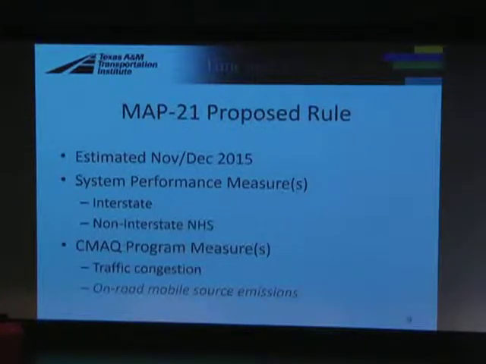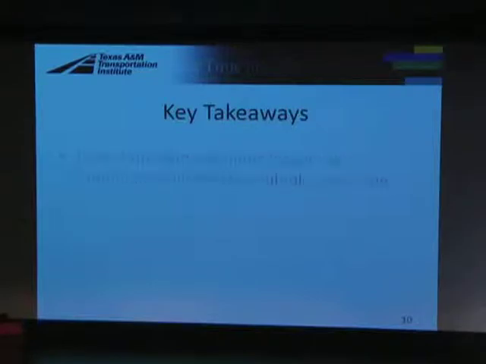On MAP-21 performance measures, we've been waiting and waiting and waiting for these proposed regulations that are going to be coming out. They're forthcoming. I think the expected date is November or December. But we haven't just been waiting here in Texas. We've actually developed a process and some performance measures that we think work in Texas. And we're also prepared to meet whatever the federal requirements are.